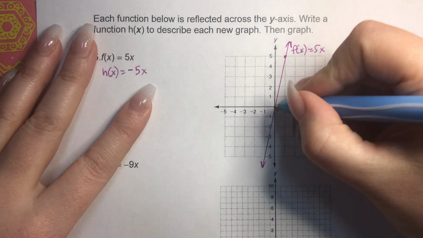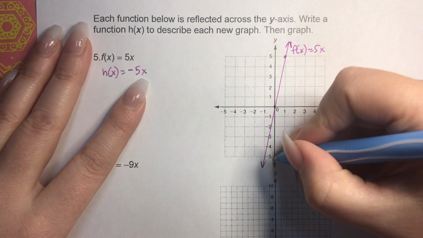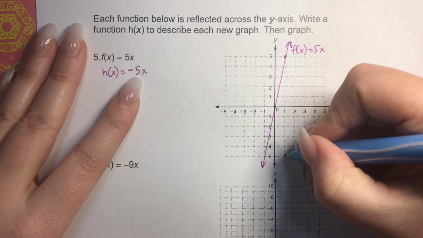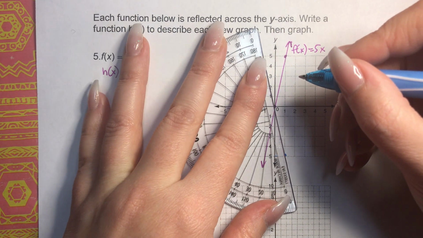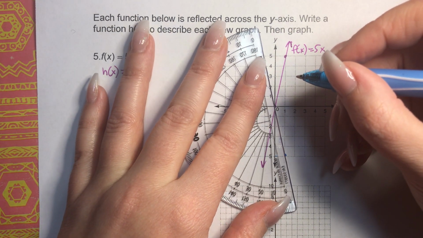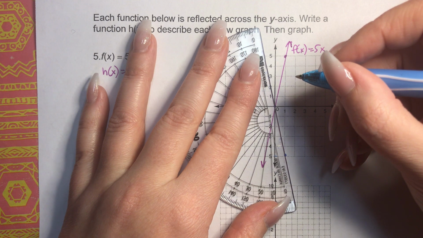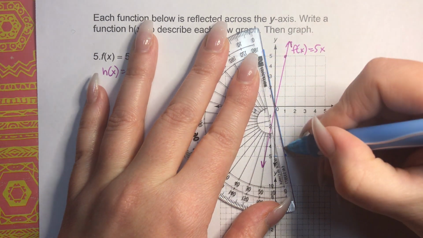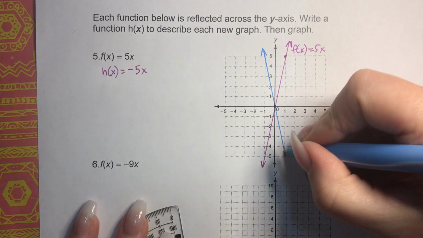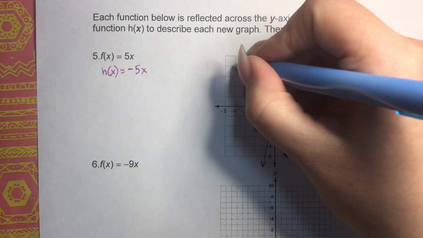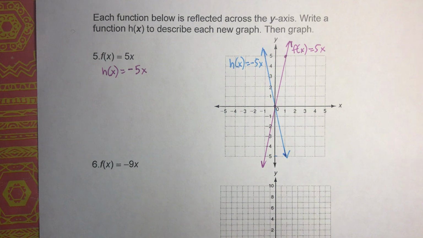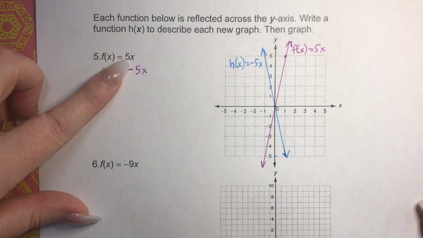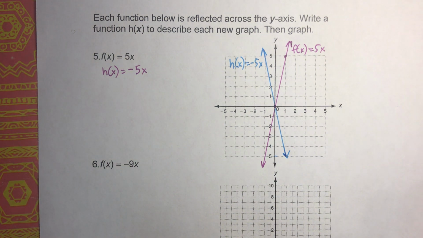So the y-intercept is 0. Now we're going to go down 5 and over 1 this way, because that's the slope. And then we just go ahead and graph it. Connect the dots. And we have our perfect reflection, and this is h of x equals -5x. Boom! There we have it. Those are reflections. That's how you tell the slope. You look at the slope, one's positive, one's negative, it's a reflection.